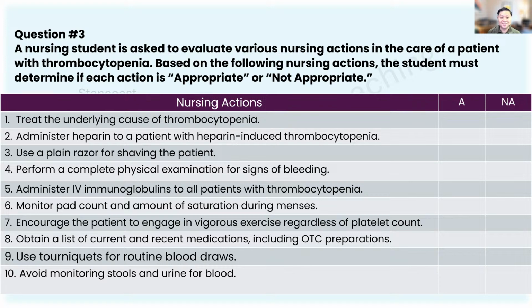1, treat the underlying cause of thrombocytopenia. 2, administer heparin to a patient with heparin-induced thrombocytopenia. 3, use a plain razor for shaving the patient. 4, perform a complete physical exam for signs of bleeding. 5, administer IV immunoglobulins to all patients with thrombocytopenia. 6, monitor pad count and amount of saturation during menses. 7, encourage the patient to engage in vigorous exercise regardless of platelet count. 8, obtain a list of current and recent medications, including over-the-counter preparations. 9, use a tourniquet for routine blood draws. And 10, avoid monitoring stools and urine for blood.